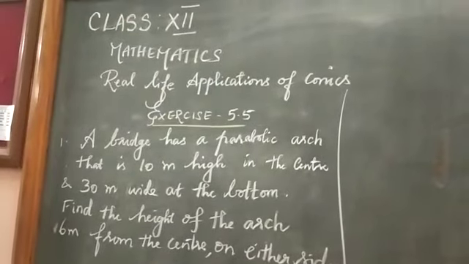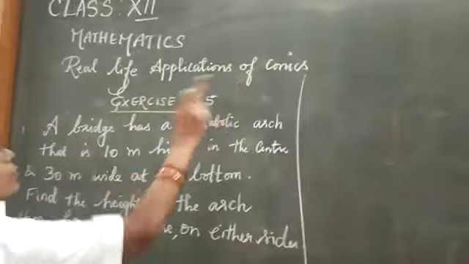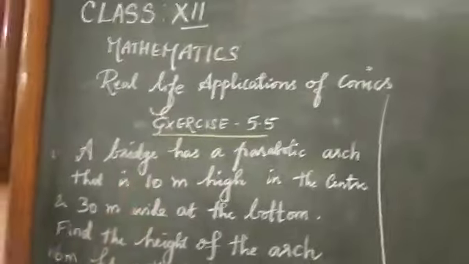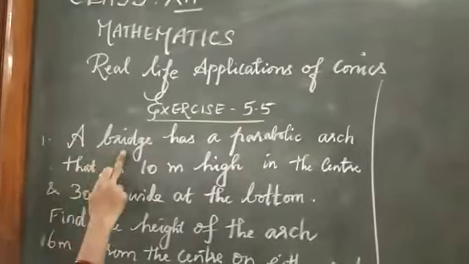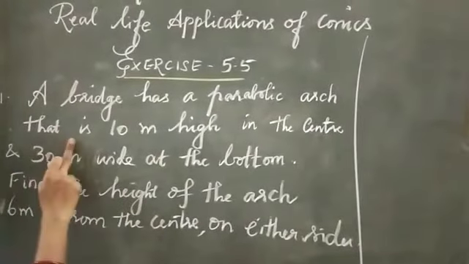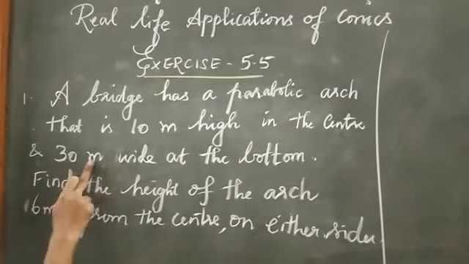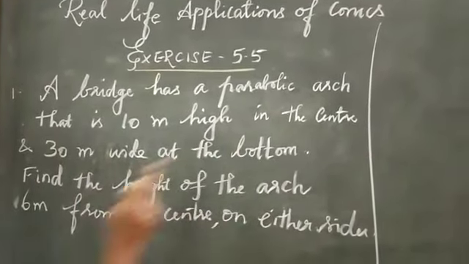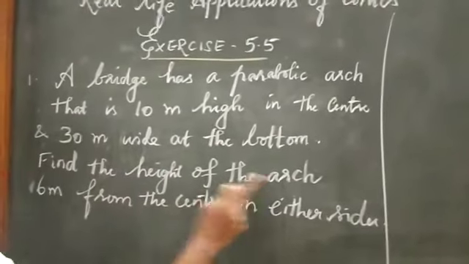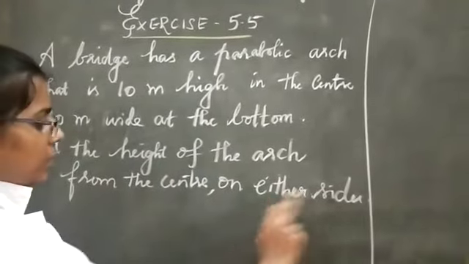In this session, we are going to see maths, real life applications of conics. Exercise 5.5. A bridge for sum. A bridge has a parabolic arch that is 10 meter high in the center and 30 meter wide at the bottom. Find the height of the arch 6 meter from the center on either sides.